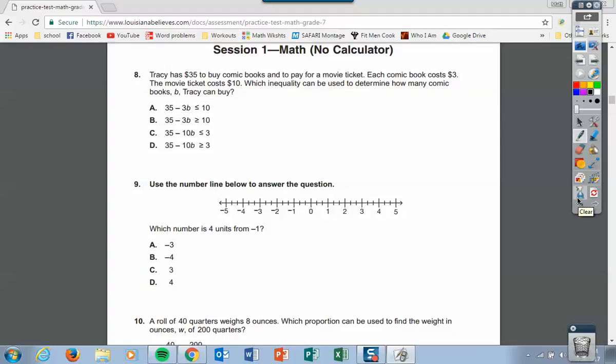Use the number line below to answer the questions. Which number is 4 units from -1? Well, hopefully we don't need to count this, but if we do, we go from -1. We're going to go 1, 2, 3, 4. And we're going to go 1, 2, 3, 4 the other way. And I started here. Well, -5 is not an option. Therefore, 3 is my only option that we can choose here.